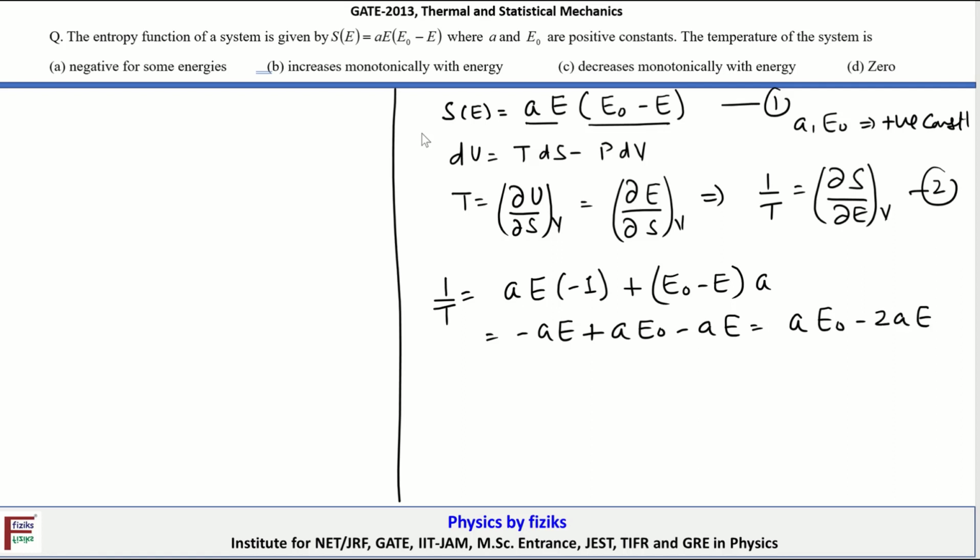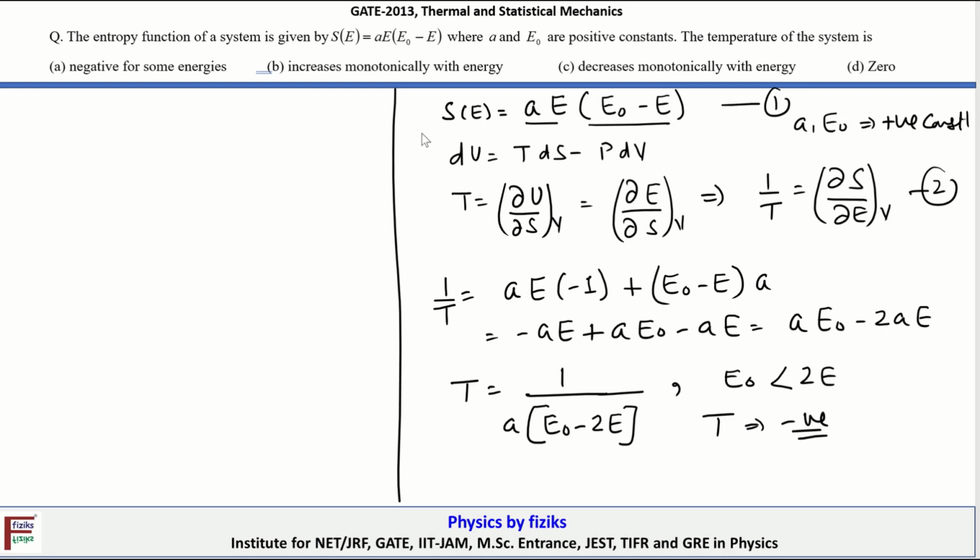And after rearranging the terms, T comes out to be equal to 1 upon A, I can take A outside, into E0 minus 2E. So from this expression, we notice that when E0 is smaller than 2E, in that case temperature becomes a negative quantity. So therefore the correct option here is A, because the temperature could have negative values for certain energies.